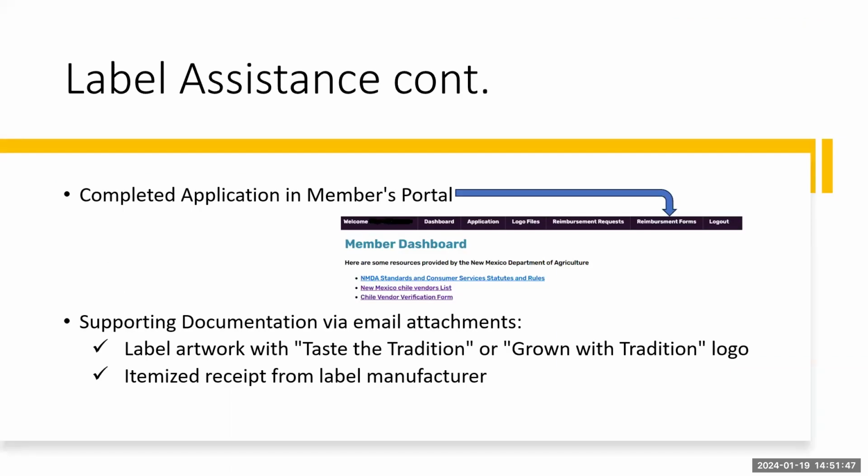We'll need a completed reimbursement application in your members portal. Supporting documentation should include label artwork with Taste the Tradition or Grown with Tradition logo and an itemized receipt from your label manufacturer.